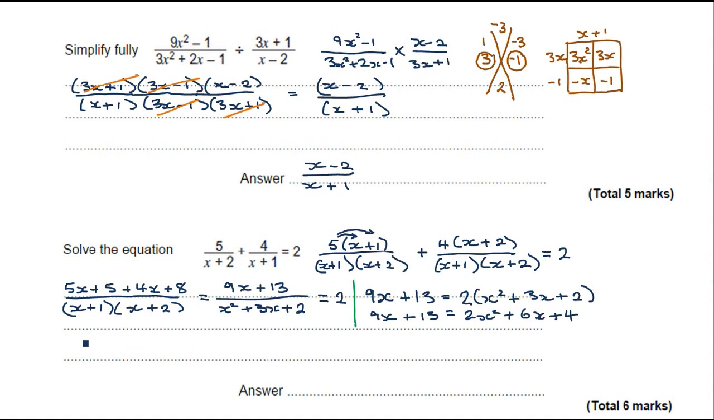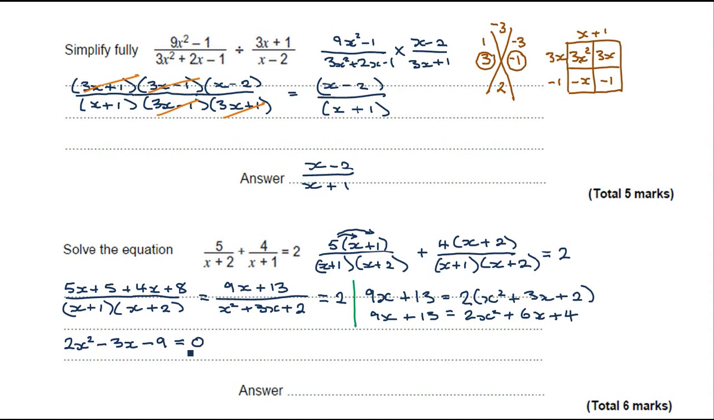Okay, now finally I'm going to gather like terms and put everything equal to 0. So on the next line I'm going to have 2x squared. Now I've got plus 6x, but I want to bring that 9x over, so it's 6x minus 9x, giving me minus 3x as my x term here. And I've got 4 minus 13, well that's going to be minus 9. Equals 0.